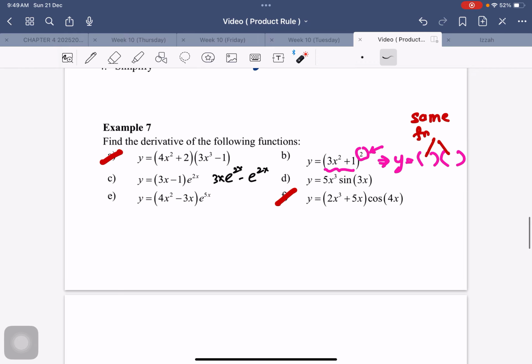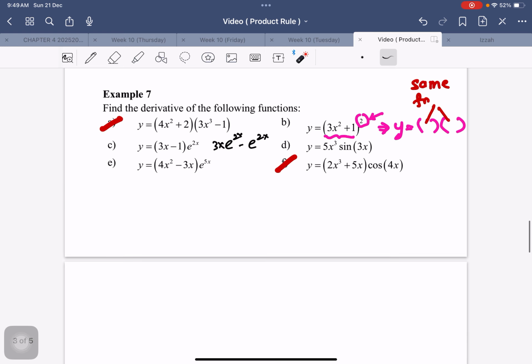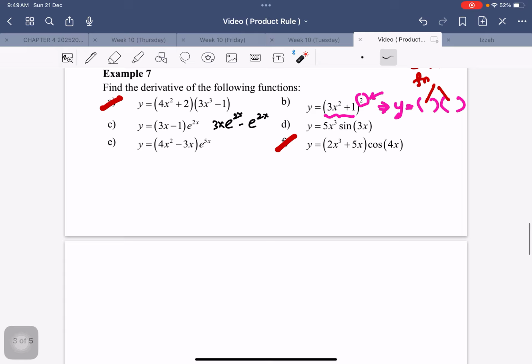In my lecture, I already discussed examples C and D. So now in this video, I try to verify, I mean, we try to verify the examples, whether we can use product rule here. So we discuss A and F.